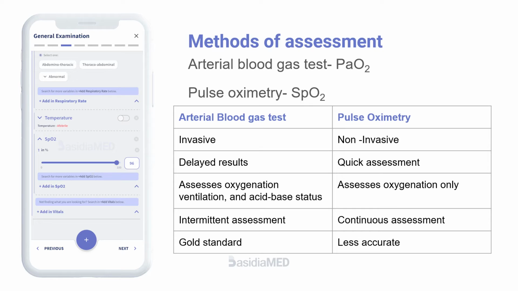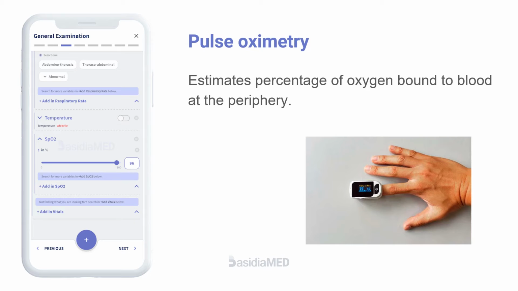Partial pressure of oxygen is assessed with an arterial blood gas test. Peripheral oxygen saturation is assessed with pulse oximeters. A comparison between the two is shown in the presentation. Pulse oximetry is used for monitoring oxygen saturation, which is an important vital sign.